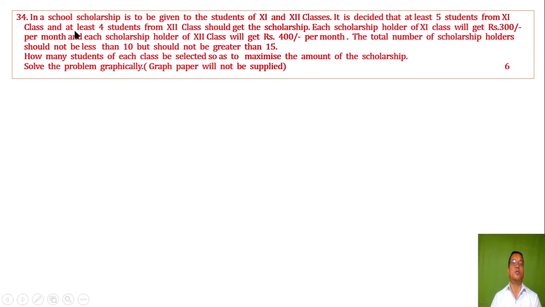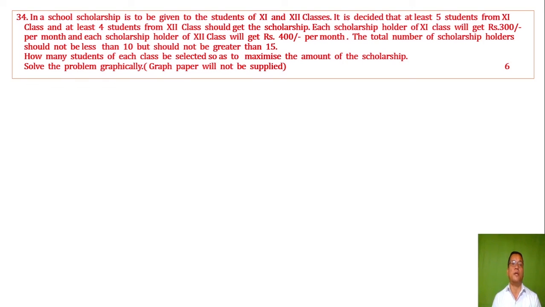34. In a school, scholarship is to be given to the students of 11 and 12 classes. It is decided that at least 5 students from 11 class and at least 4 students from 12 class should get the scholarship. Each scholarship holder of 11 class will get rupees 300 per month, and each scholarship holder of 12 class will get rupees 400 per month. The total number of scholarship holders should not be less than 10 but should not be greater than 15. How many students of each class be selected so as to maximize the amount of the scholarship?